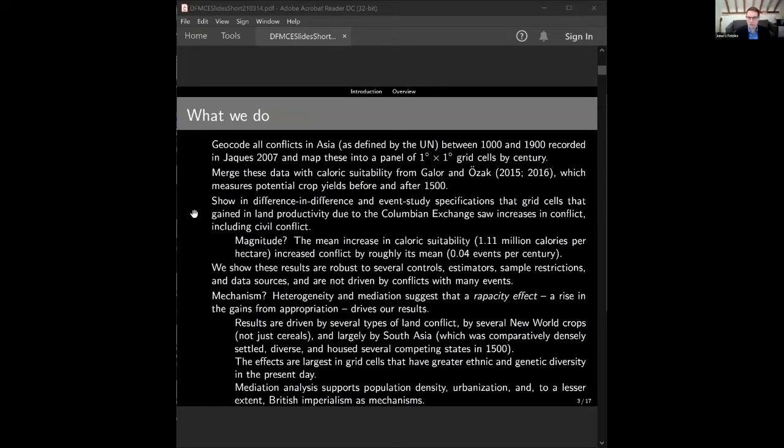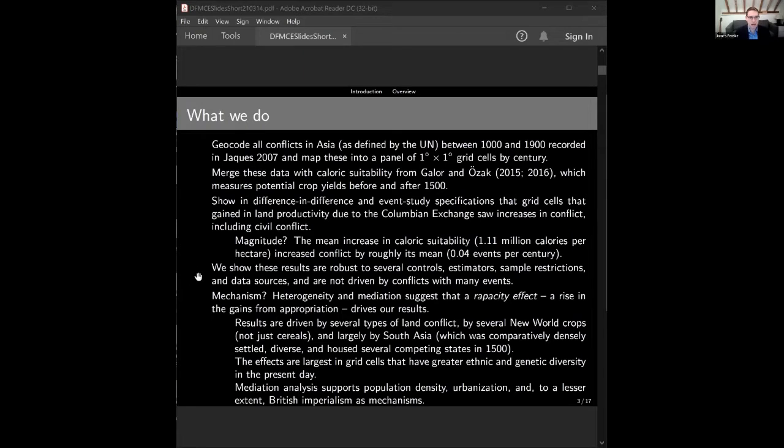We're going to do both diff-in-diff and event study specifications, and we're going to show that the grid cells that became more suitable for agriculture because of the Columbian exchange, because of the exchange of crops from the New World to the Old, saw increases in conflict, and this includes civil conflict. Are these effects big? Well, it looks as though the typical cell gained the ability to produce about 1.1 million more calories per hectare per year. And that increased conflict by a number that is pretty close to the mean within the sample.